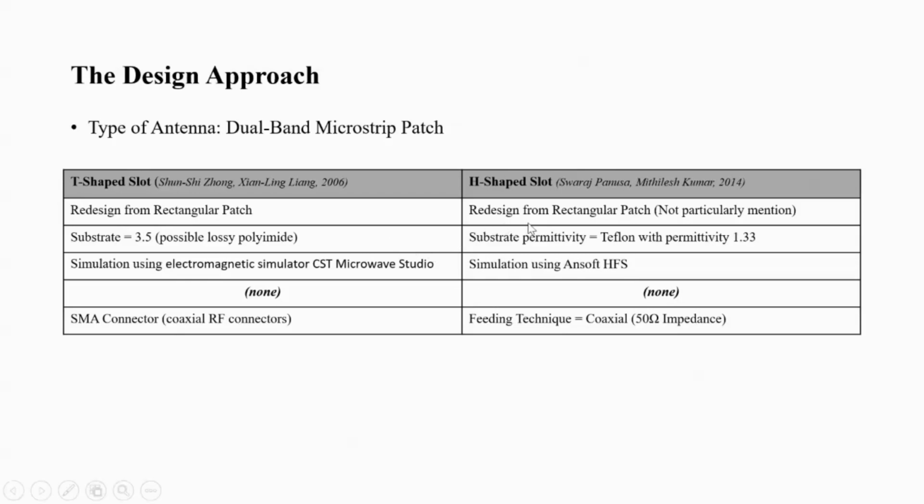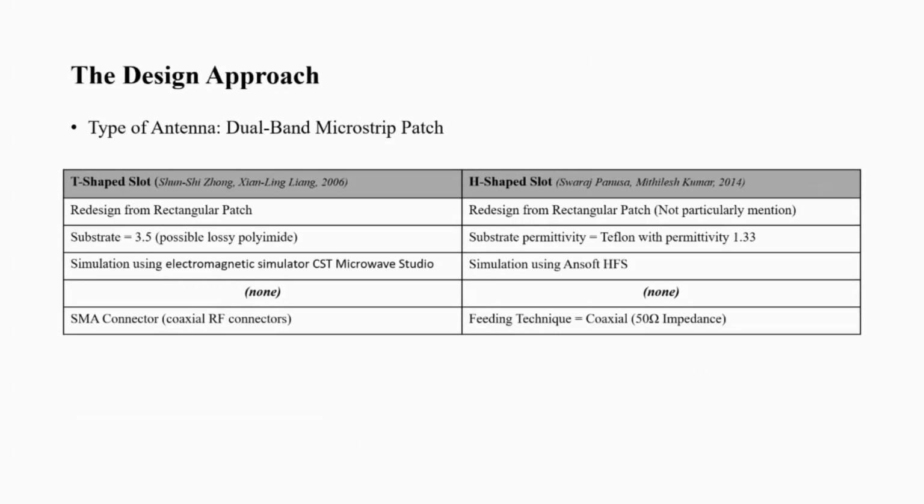And the third related article that I found is an H-shaped slot, with the author here, and they also redesigned from a rectangular patch. They didn't particularly mention it, but from the figure and the dimensions stated in the paper, it seems like they are using a rectangular patch antenna. For the substrate, they are using Teflon with permittivity 1.33, which is very low permittivity. In simulation, they are using Ansoft HFSS, and they also didn't fabricate the antenna, they only simulate. The feeding technique uses coaxial with 50 ohm impedance.